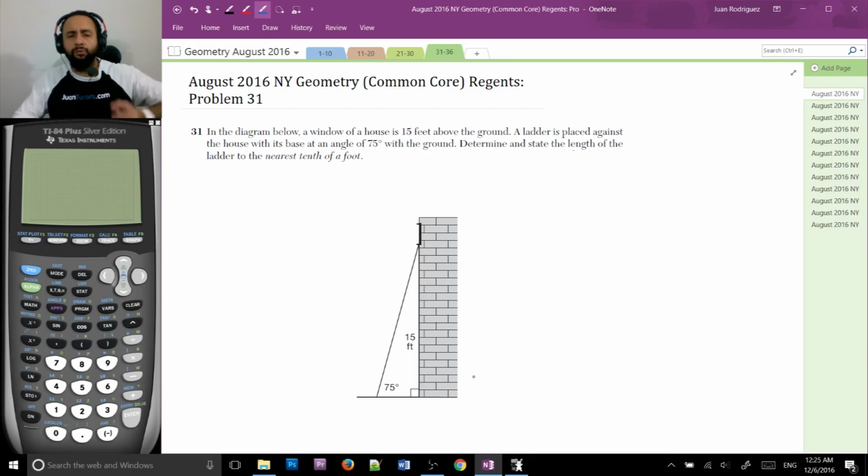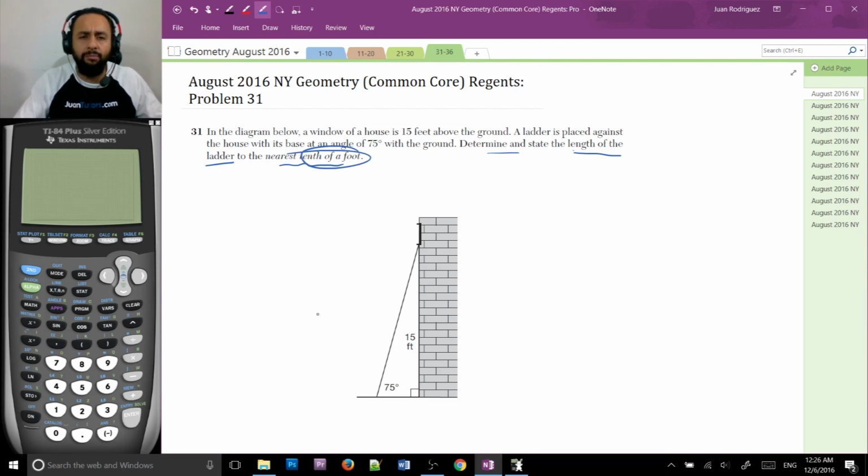So here's what we do. First, we make sure that we're answering the question that we're asked. Determine and state the length of the ladder, and then to the nearest tenth. So we're not going to mess that up and get the nearest hundredth or nearest thousandth or some weird answer. Now with the ladder, how do I know that this side is the ladder? We're going to call it length x. How do I know that that length x is the length of the ladder? Because it says the ladder is placed against the house with its base angle of 75 degrees. So now I know that this is the side of this triangle that I need.